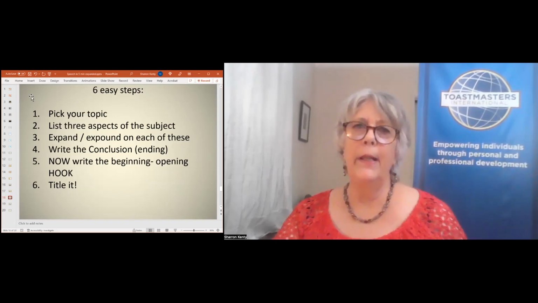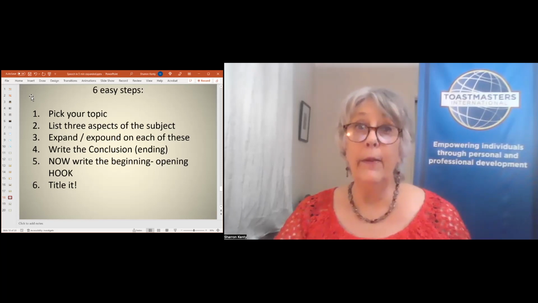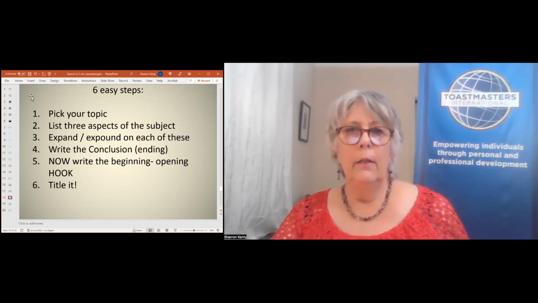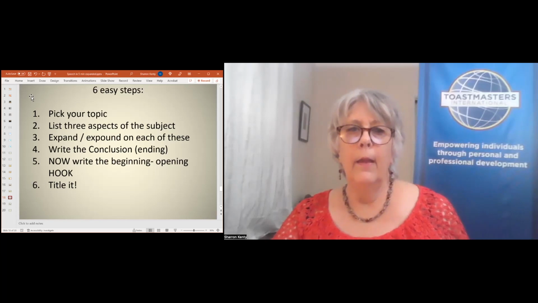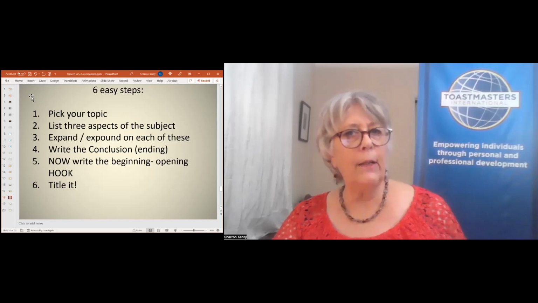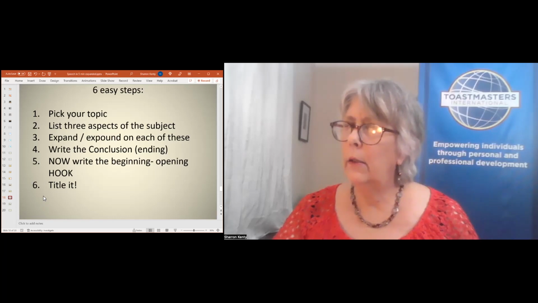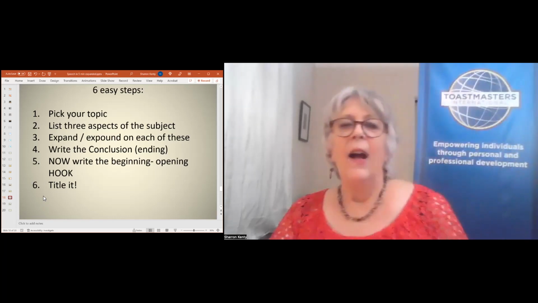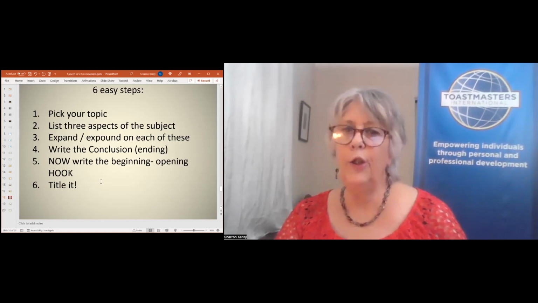Pick your topic, something that you are passionate about, you know about, and something that's going to be interesting and relevant to the audience. List 3 aspects of that subject. Flesh them out with supporting material, stories, anecdotes, data. Then write the conclusion, end it, and you're going to be referring back to the beginning too, which you're going to write at the end. Does that make sense? Write the beginning at the end, because now you know what you have written about. Then you title it.